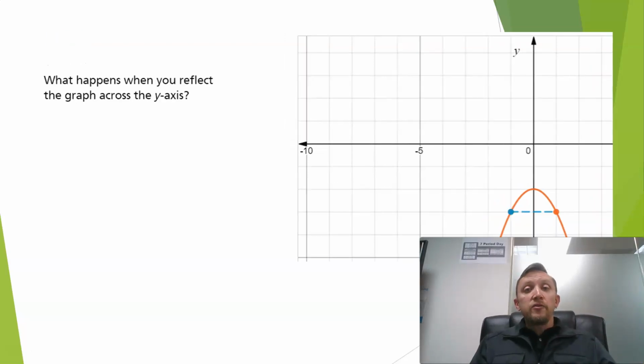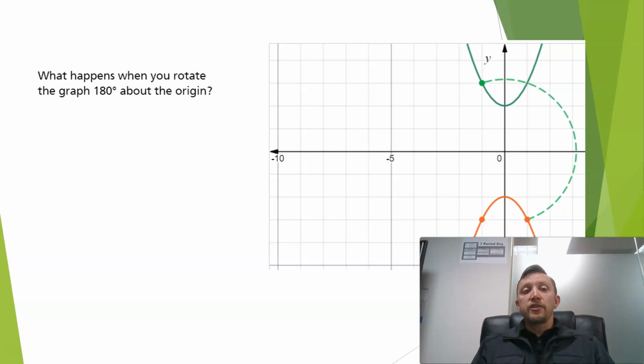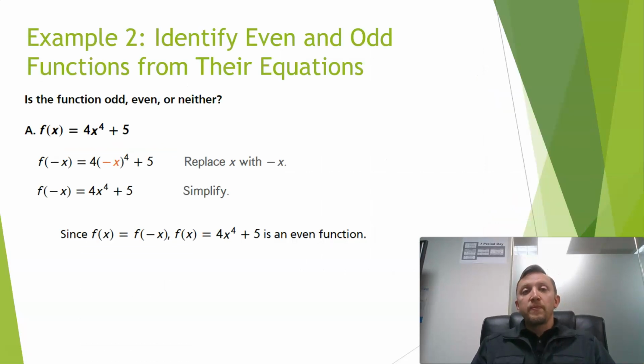But you probably didn't even need to do that because you should have recognized right away that if you reflect that over the y-axis, it's the same graph. So this is an even function. If you reflect it about the origin, 180 degrees, it's a new graph, so it's not odd. Okay, so the function has to be an even function.